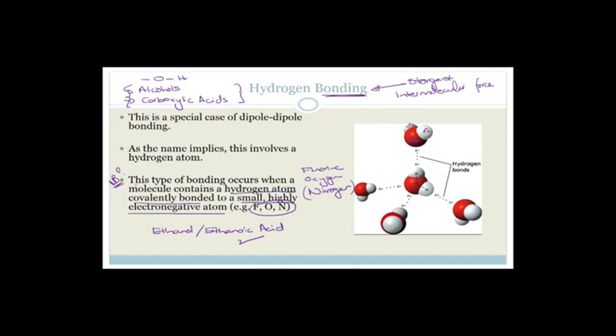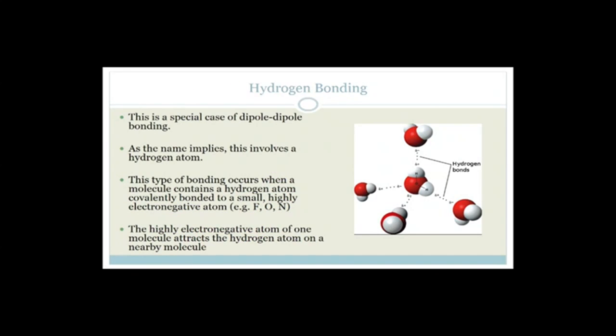So, the definition of hydrogen bonding is the type of bonding that occurs when you've got a hydrogen atom covalently bonded to a small, highly electronegative atom, and your examples are fluorine, oxygen, and nitrogen. Okay, the highly electronegative atom is actually going to attract the hydrogen atom on a nearby molecule. So this is your oxygen, and here is your hydrogen. There is a force of attraction between the positively charged hydrogen and the negatively charged oxygen.